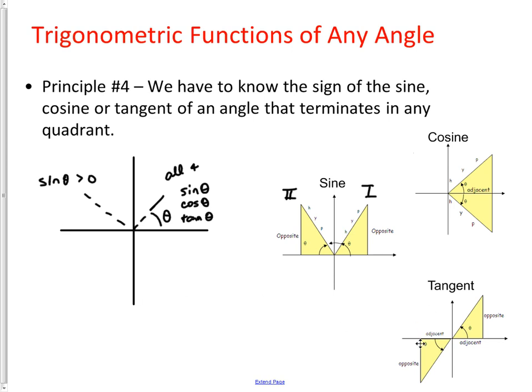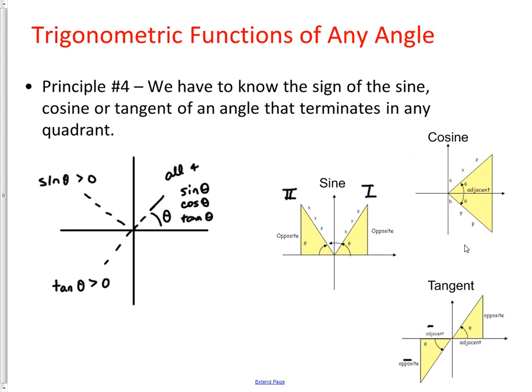Well, if we have the third quadrant, what happens there? In the third quadrant, both the opposite side and the adjacent side are negative values. And when we take those negative values and divide them, opposite over adjacent, we get a positive value. So in the third quadrant, tangent of the angle theta is positive. And by the way, so will be cotangent.